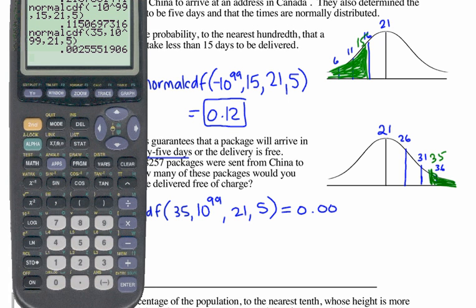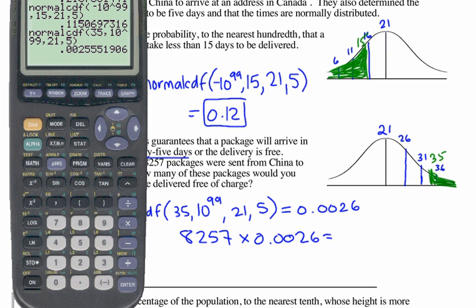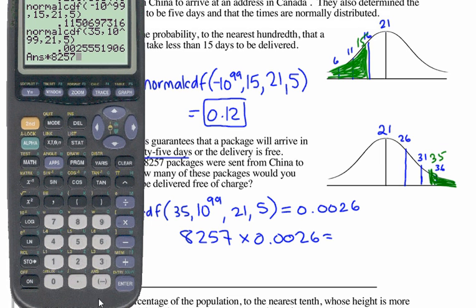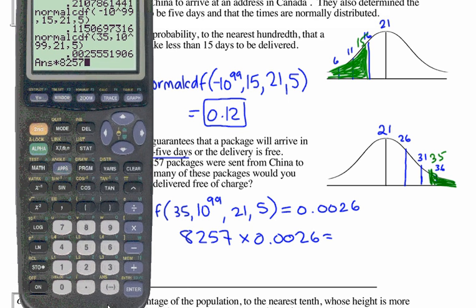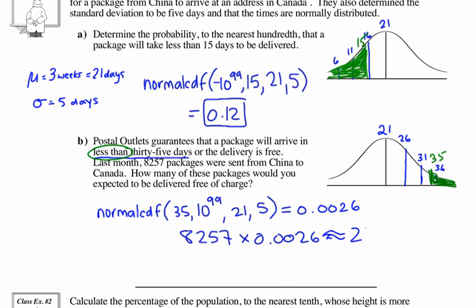See if that rounds to 6. And it says actually to round, how many of these packages would you expect to be delivered free of charge? So we know there's a total of 8,257 packages times the probability that it would actually be late. So our previous answer, I'll use the exact value, times 8257, and what's the nearest number of packages? The nearest package would be 21, so approximately 21 packages would be free.